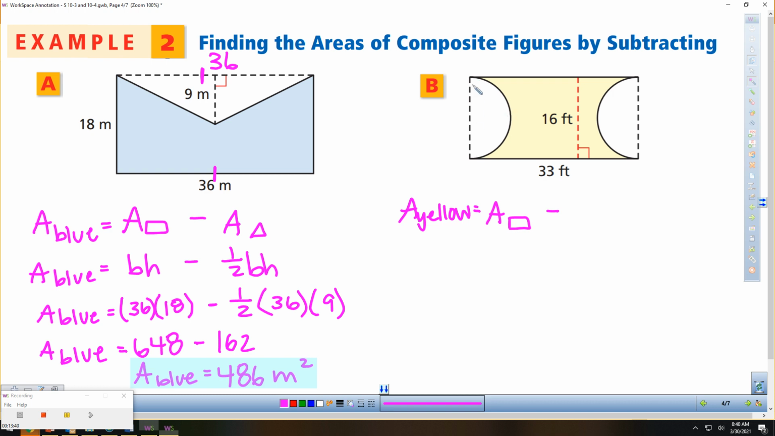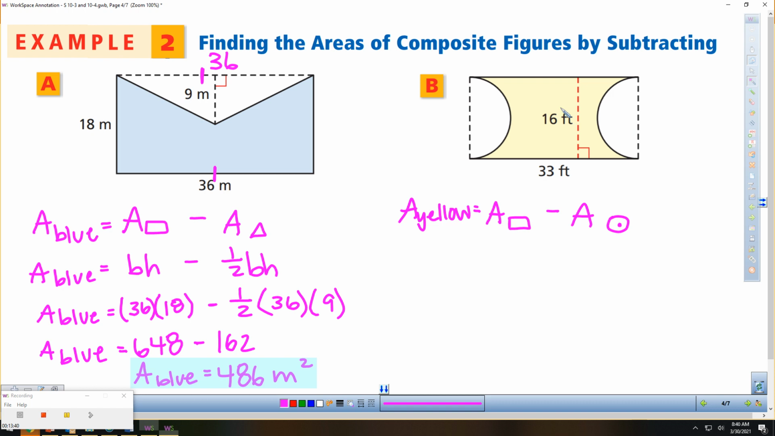This is called a what? Semicircle. This is called a what? If I put them all together, what do I get? An entire circle. So instead of subtracting 2 semicircles, I'm just going to subtract an entire circle, because they are going to have the exact same radius. So if I just subtract the whole circle, that takes out both sides.